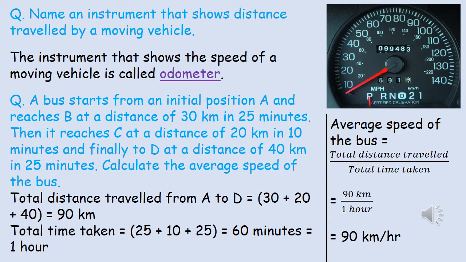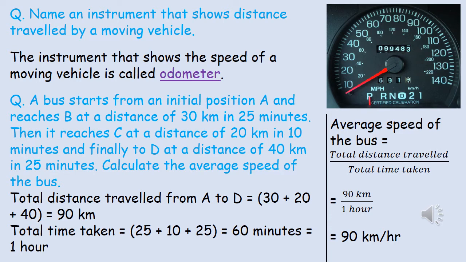Now, let us do one numerical problem. A bus starts from initial position A and reaches B at a distance of 30 km in 25 minutes. Then it reaches C at a distance of 20 km in 10 minutes, and finally D at a distance of 40 km in 25 minutes. Calculate the average speed of the bus.